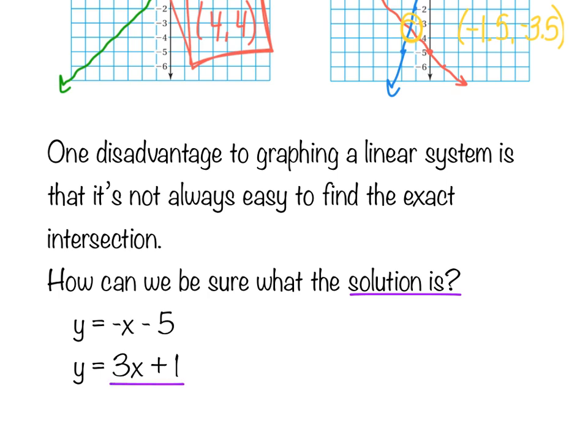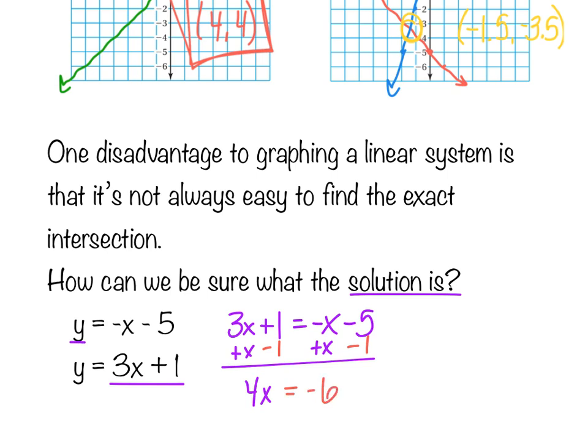So if we want to plug 3x plus 1 in for y, 3x plus 1 equals negative x minus 5. Move your x's over to one side by adding x to each side. 4x. And then if we subtract 1 and move that over to the other side, that gives us negative 6. And then we get x equals negative 6/4, which is the same as negative 3/2, which is the same as negative 1.5, which we said that's what we thought x was up here, right? Negative 1.5.